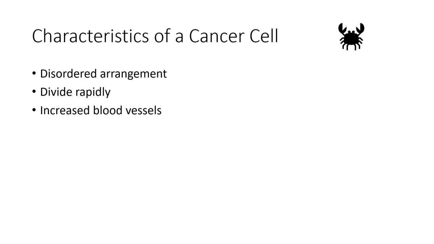And then they can also grow increased blood vessels, which will take nutrients and blood supply away from the surrounding tissues so that it can continue to grow. And then cancerous cells can be very invasive. They penetrate the normal tissue around them and can interfere with the function of those tissues and destroy normal tissues.